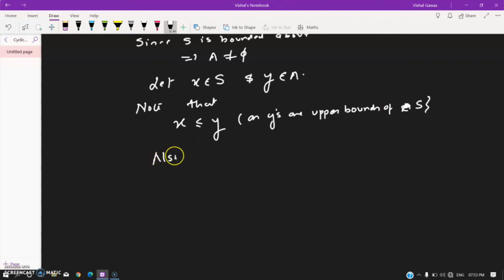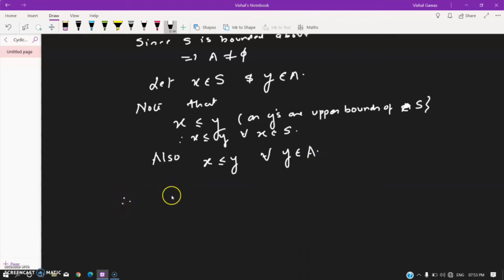Right? Also, what would happen is x would be less than or equal to y. So this would be true. Therefore, if I take any x, this would be true. So x would be less than or equal to y for every x in S, right? Also, since the y's are the upper bounds, this means you take any y, it would be bigger than the given x. So this would be true for all y in A, since the property of the upper bounds is true.